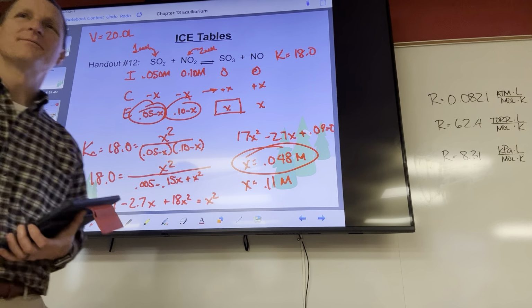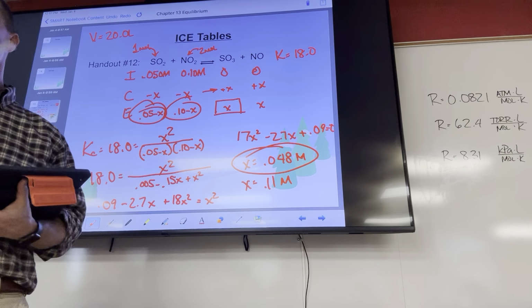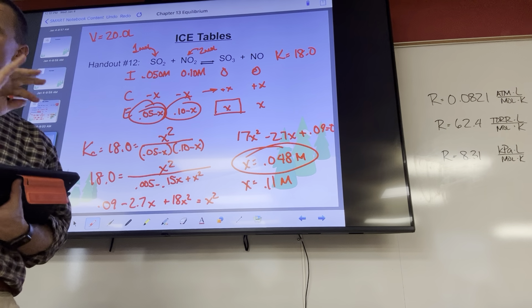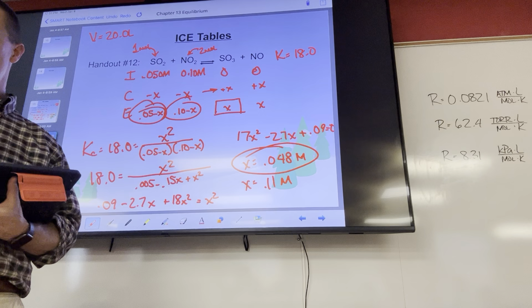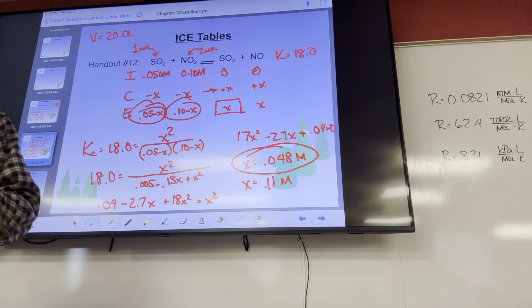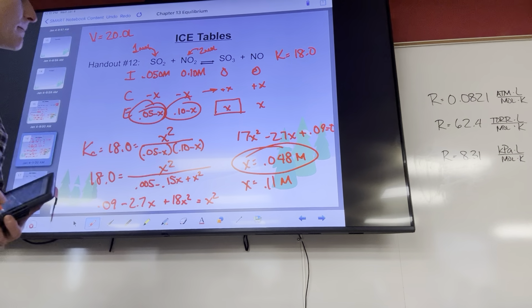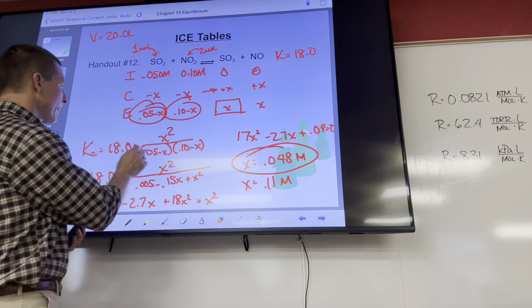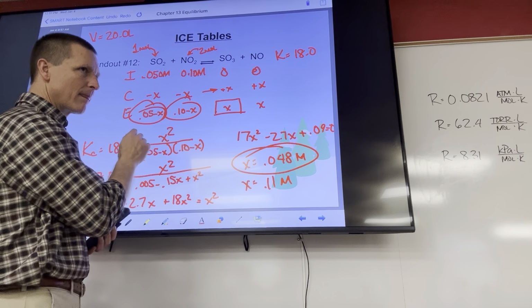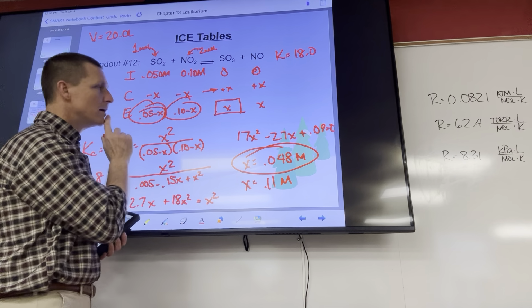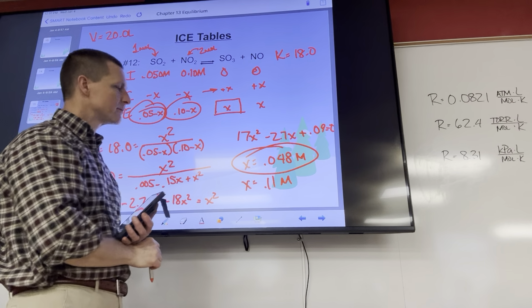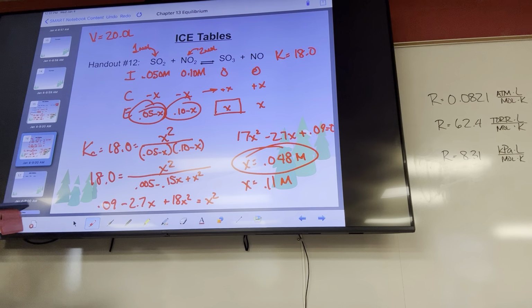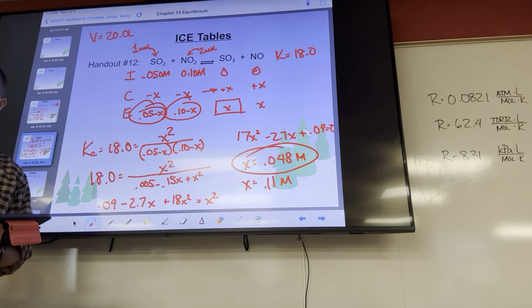Let's try one more. Unless anybody has another question about this, don't feel bad asking. We've got time. When you do Kc equals x squared over 0.05, do you always put the products over the reactants? Products over reactants, always. Yep.